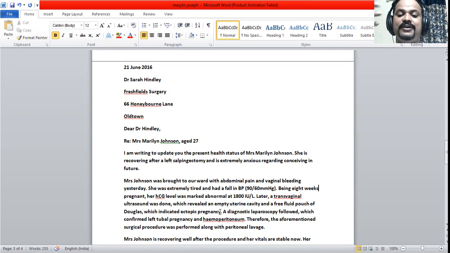So we did further investigation after assessing the HCG level as abnormal. We have seen the transvaginal ultrasound, which revealed an empty uterine cavity and a free fluid pouch of Douglas, which indicated an ectopic pregnancy. A diagnostic laparoscopy followed, which confirmed left tubal pregnancy and hemoperitoneum.